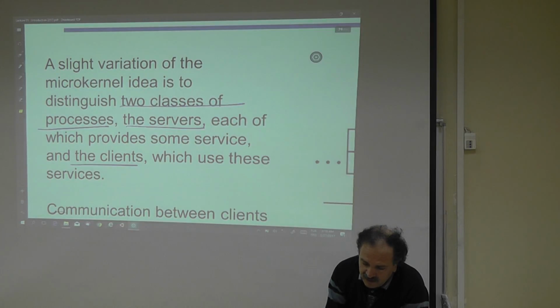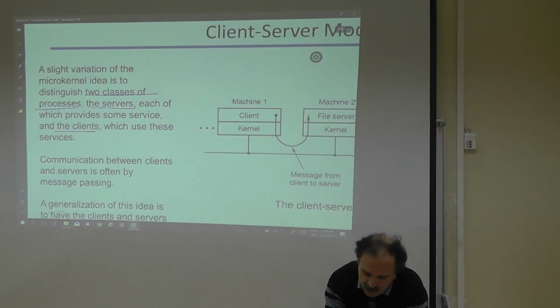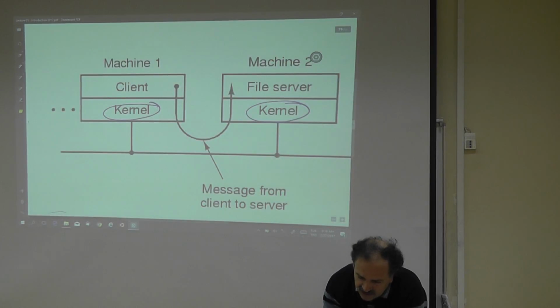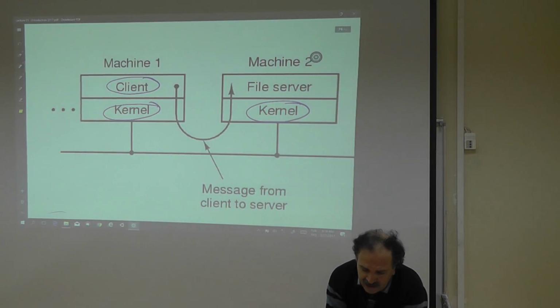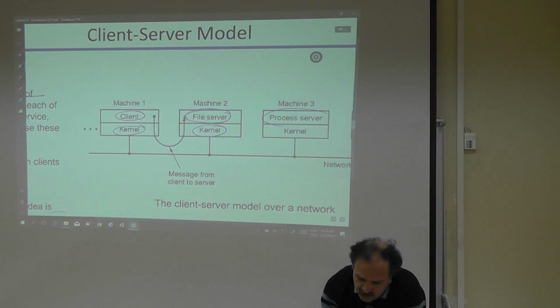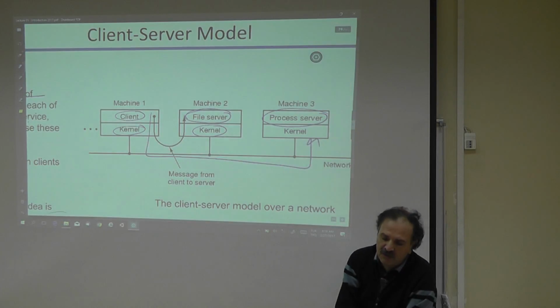Client processes use the servers to do some stuff, and the communication between the client and servers is done through the kernel. The kernel is here. When you are a client process and you want something to be done, you ask your file server to do something for you, or you ask your process server to do something for you. But you do this through the kernel, okay? You do this through the kernel.